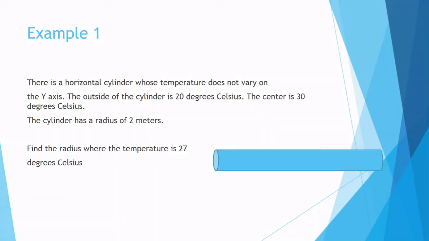Now we will take a look at an example question. There is a horizontal cylinder whose temperature does not vary on the y-axis. The outside of the cylinder is 20 degrees Celsius. The center is 30 degrees Celsius. The cylinder has a radius of 2 meters. We want to find the radius where the temperature is equal to 27 degrees Celsius.